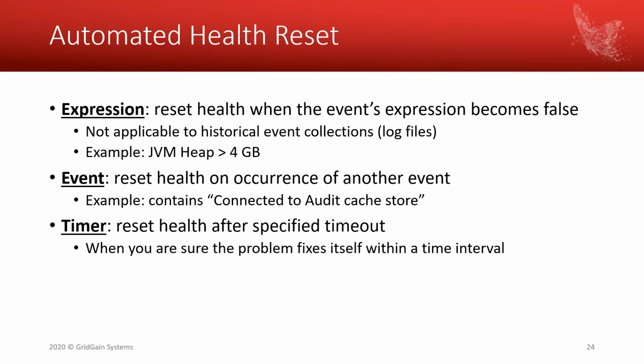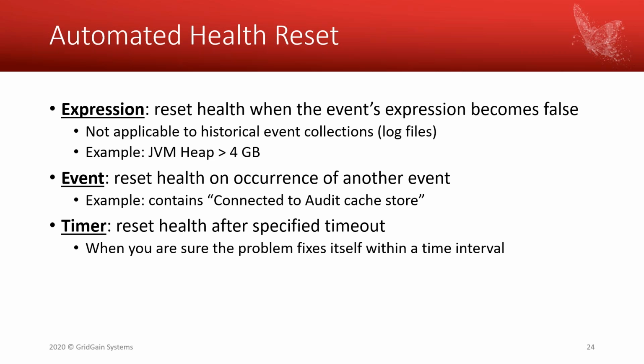This is not applicable to historical event collections because we cannot monitor that event, as the next historical event overrides the previous event. It becomes unavailable. So reset on expression is not applicable to log files. It's applicable only to snapshot events. For example, JMX metrics. For example, JMX heap is greater than 4 gigabytes. When it becomes true, we open an alert. But if it eventually becomes false, then we reset the health state back to normal.